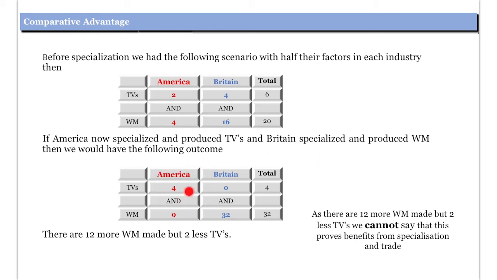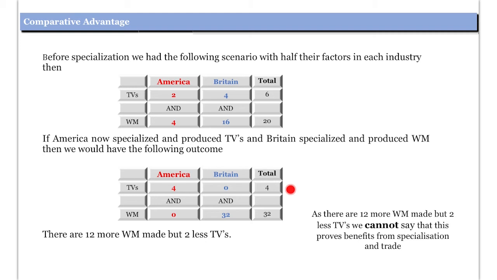America puts all of its factors into televisions, Britain puts all of its factors into making washing machines, and you end up with 4 televisions and 32 washing machines. Now, even though that might look good in the sense that there are 12 more washing machines produced than before, you will always have the problem that in one of those goods, in this case TVs, there's always going to be a lower number when you specialize.